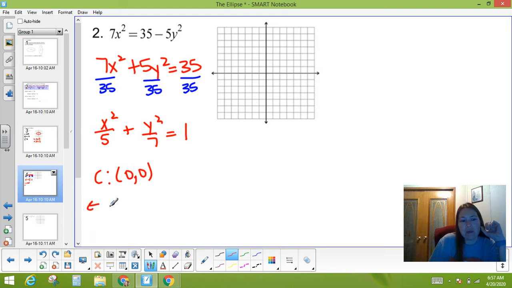And then we need to know how far do we move to the left and the right? How far do we move up and down? All right, so this one's going to be yucky numbers, but that's okay because we're just going to do the best we can. So left, right is going to be the square root of 5. And I don't know what the square root of 5 is. So with my calculator, I get about 2.2. So roughly 2.2.